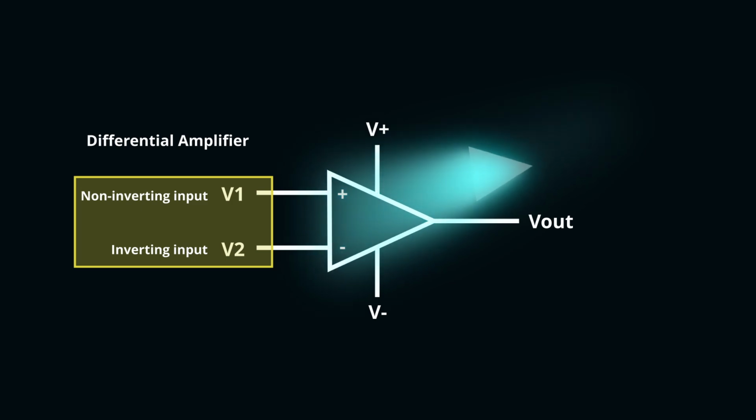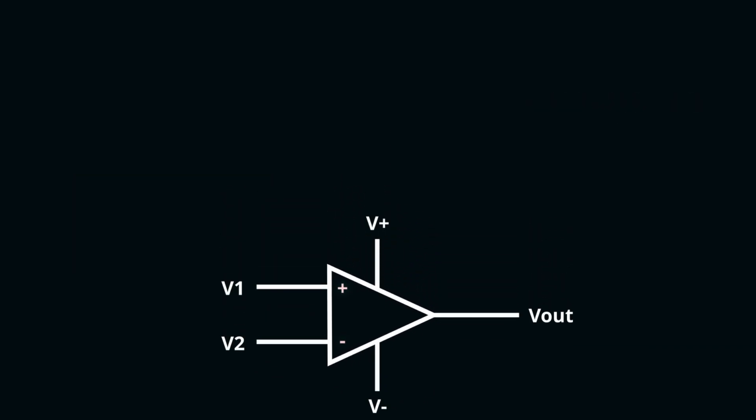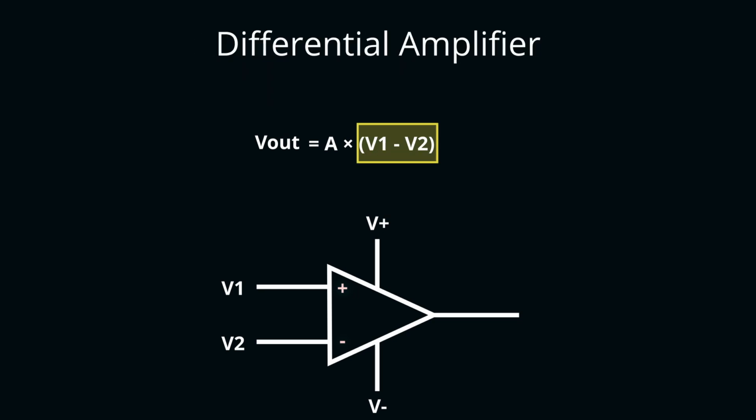An op-amp also has a gain A, also referred to as the open loop gain of the op-amp. This is called open loop gain because there is no feedback from the output to the input terminal. In this example of the differential amplifier with no feedback loop, we will label the non-inverting input as V1 and the inverting input as V2. The output Vout is equal to the open loop gain multiplied by the difference between V1 and V2. Because the difference is what is being amplified, we call it the differential amplifier.